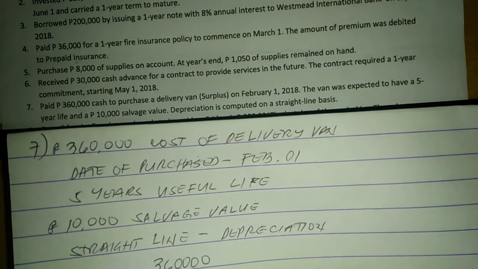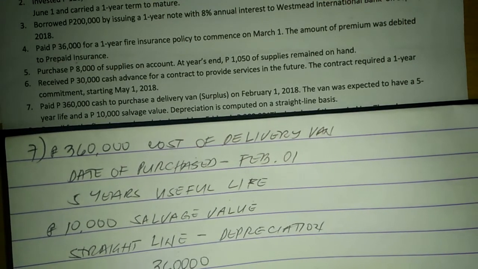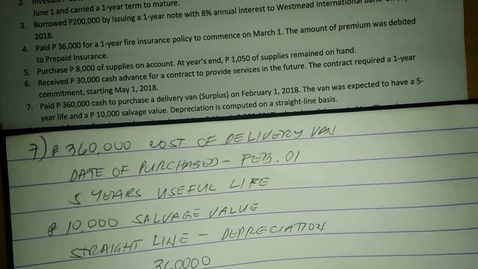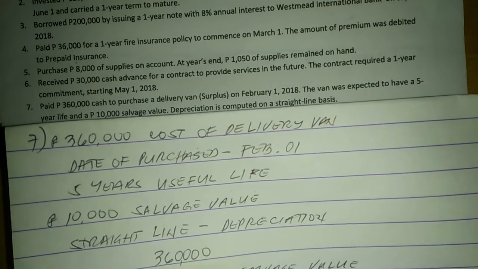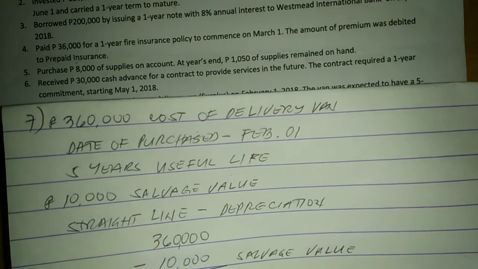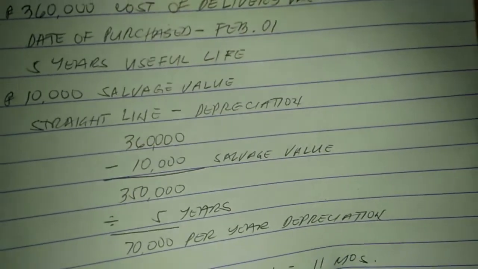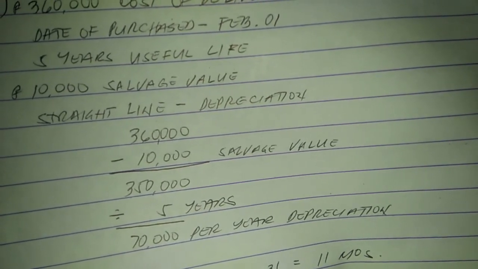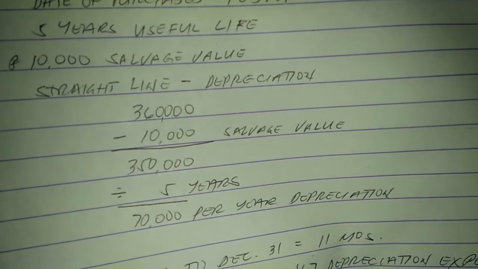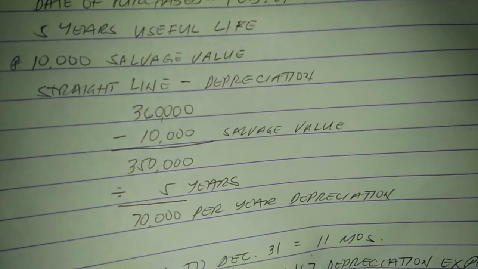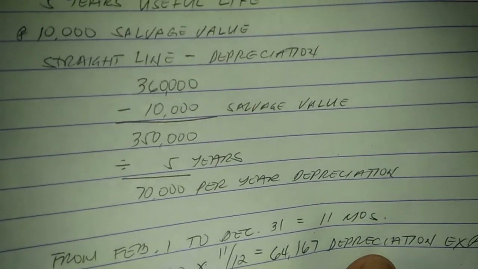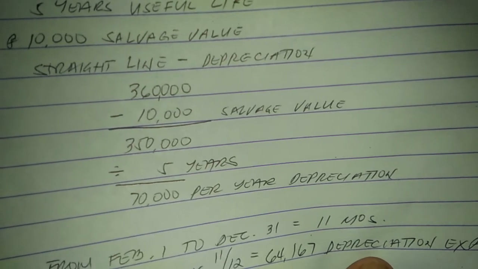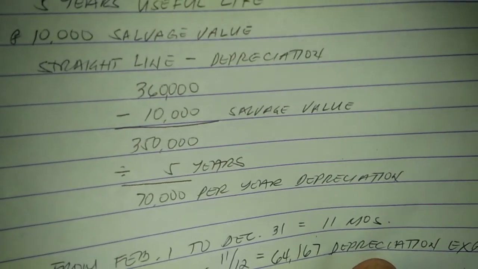Okay, our computation, 360,000, the cost of the delivery van. Date of purchase, February 1. 5 years useful life, 10,000 salvage value, straight line method of depreciation. 360,000, the cost, minus 10,000 salvage value, 350,000 divided by 5 years, 70,000 per year of depreciation.